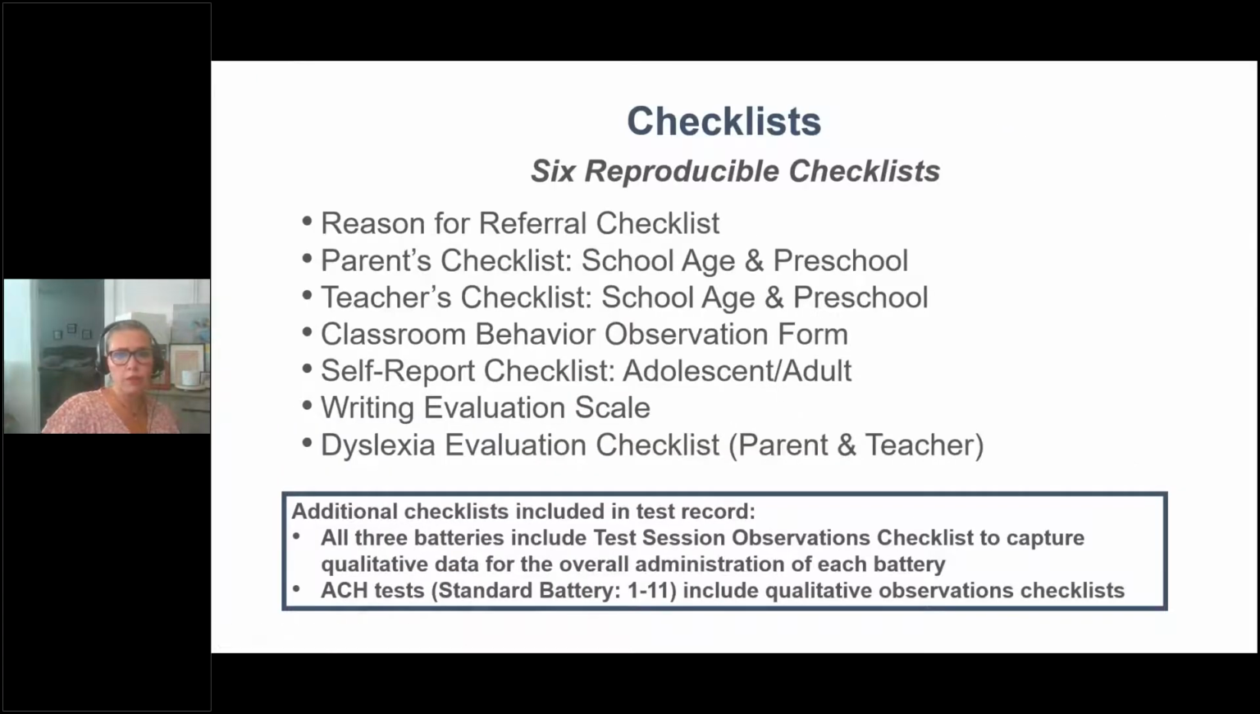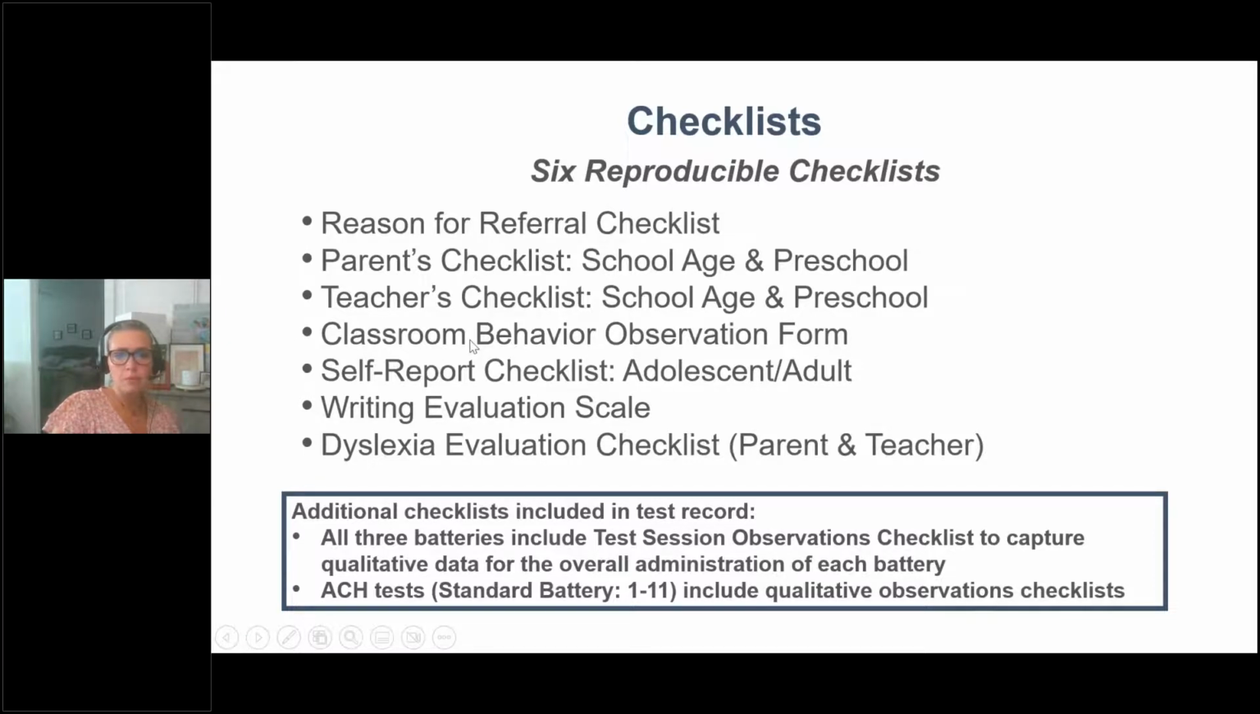So within the WIIP, there are 6 checklists that you can make copies of and share with the referral teams, with the parents, with the teachers, with the student themselves, etc. So there's a reason for referral checklist. There's a parent checklist for school age and preschool students. There's a teacher checklist, again, for school age and preschool.